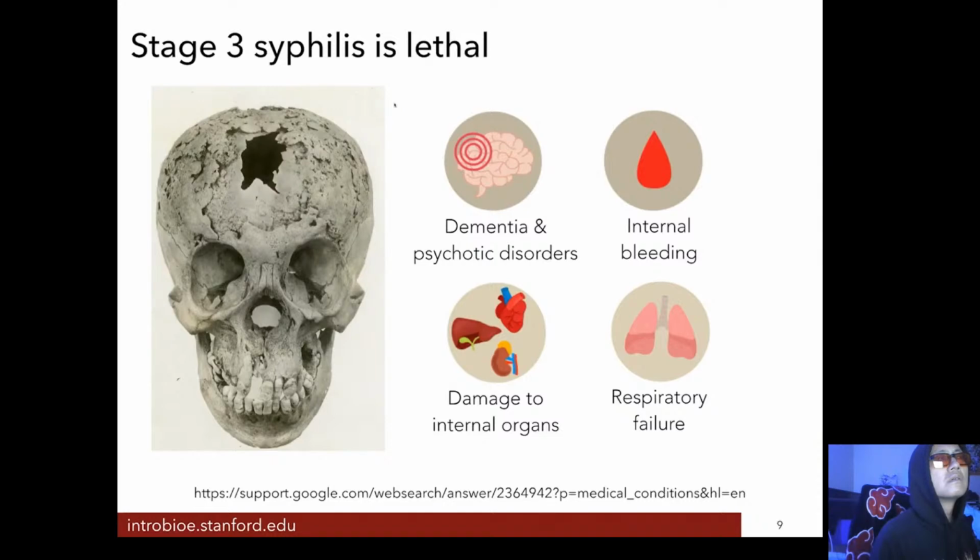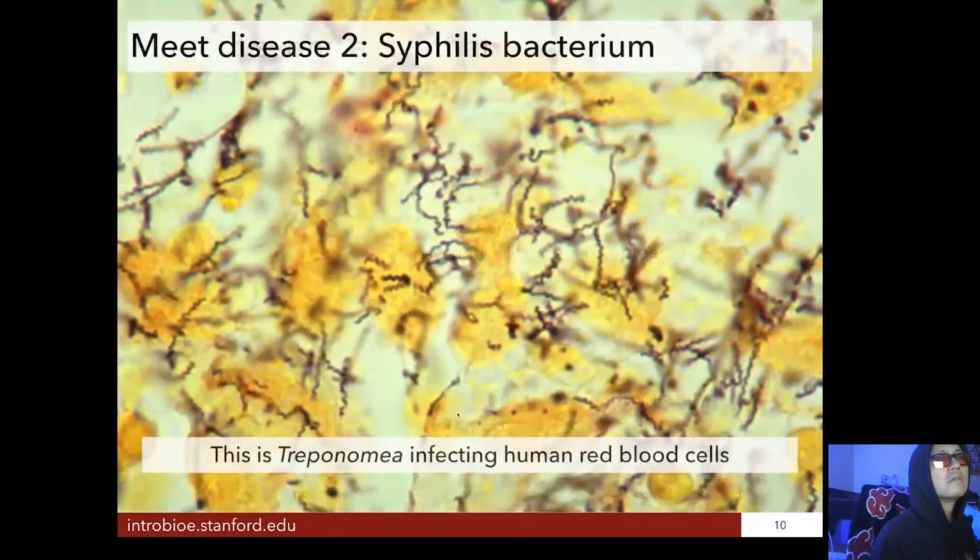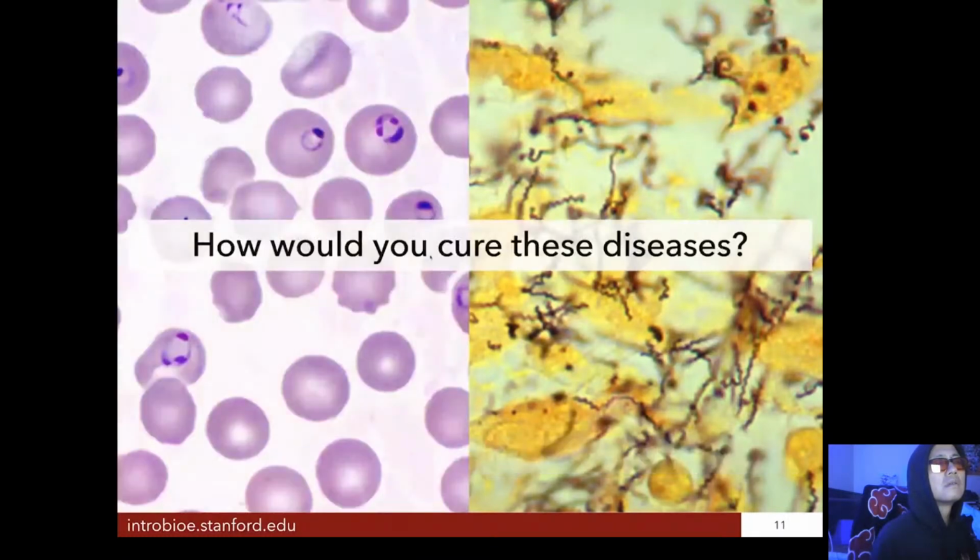Now, syphilis is caused by a bacteria called treponema. It's not infecting red blood cells. It actually doesn't live inside of your cells at all, but it is what causes syphilis. So I want to ask you, after hearing about these 2 diseases, how would you cure them? What would you do to treat somebody who has malaria and syphilis?